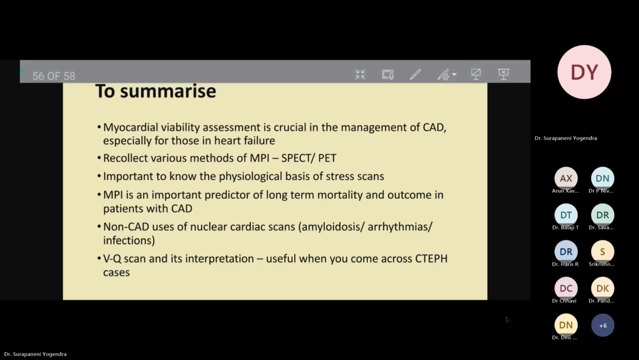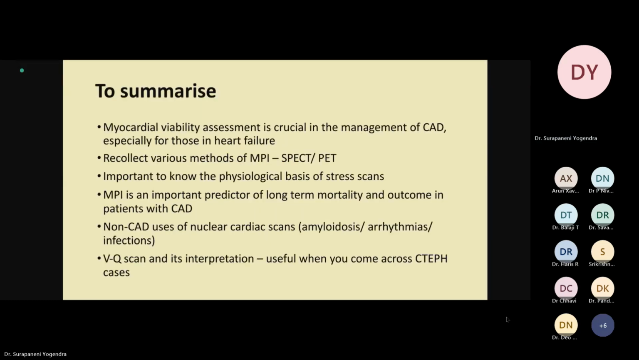Yes. And VQ scan, and it will come across in many cases. Thank you. You didn't talk about PET scan in staging.